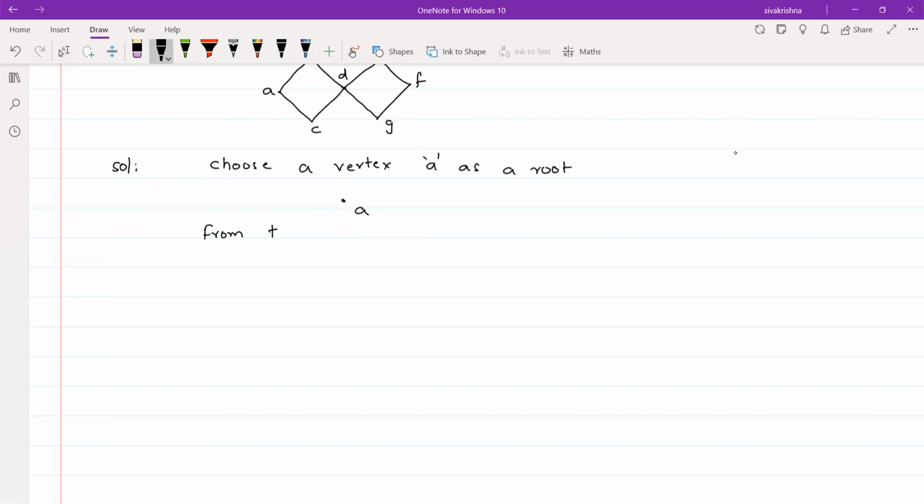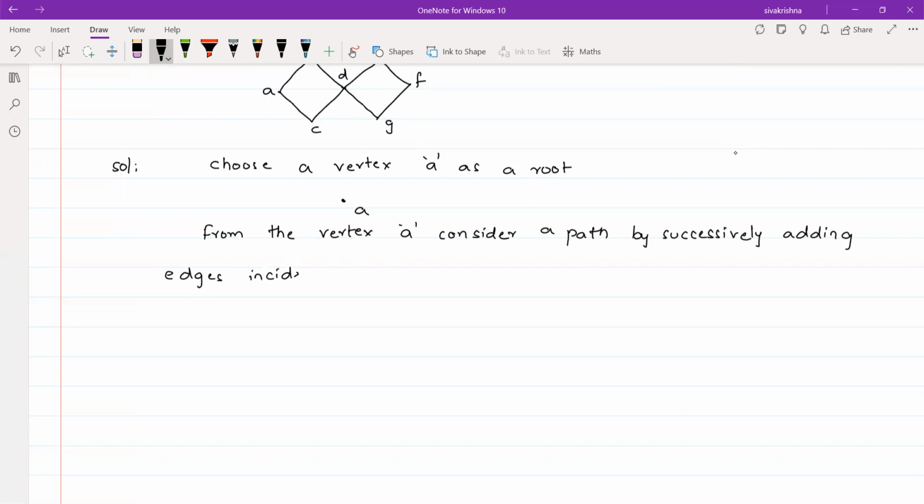So from the vertex small a, consider a path by successively adding edges incident with vertices not already in the path, as long as possible.